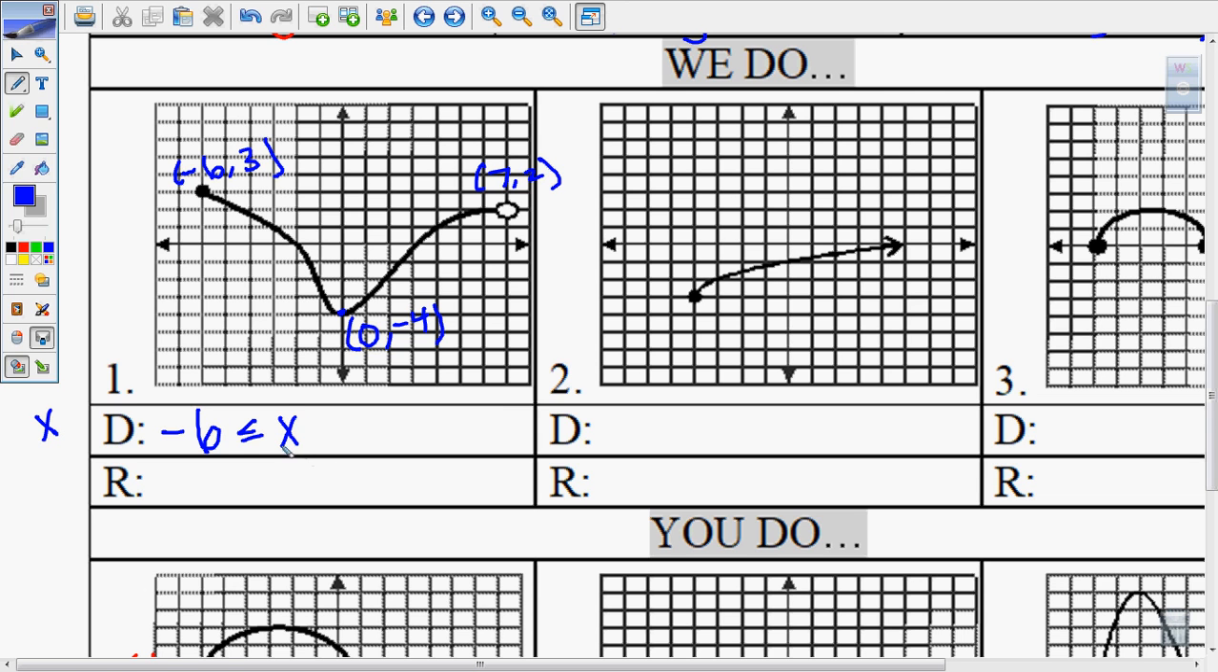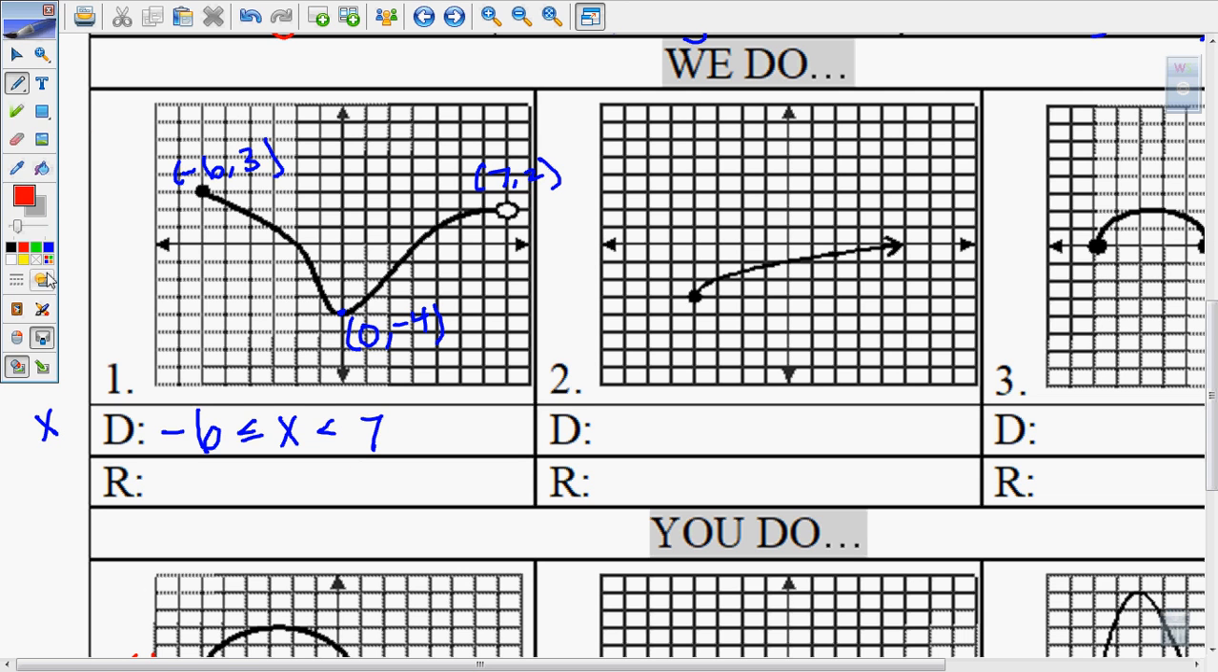And we're describing our x. What is my highest x value to the right? 7. And is 7 included or not? No, because it's an open circle. So my domain is -6 to 7, 7 not included.